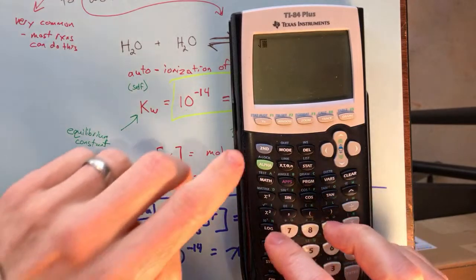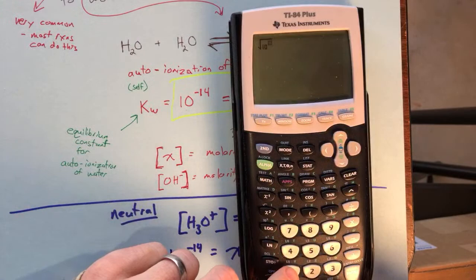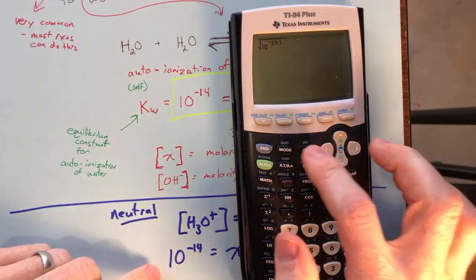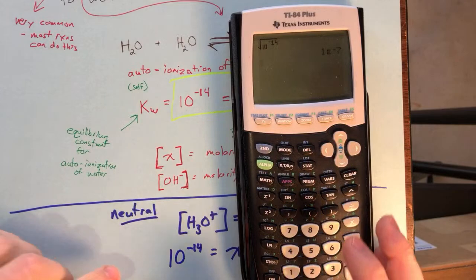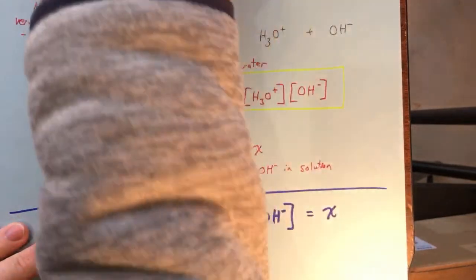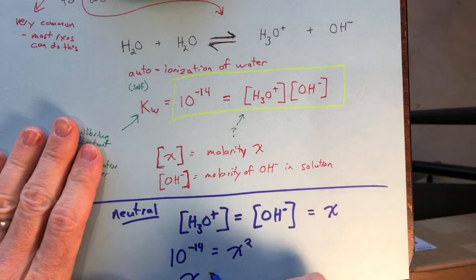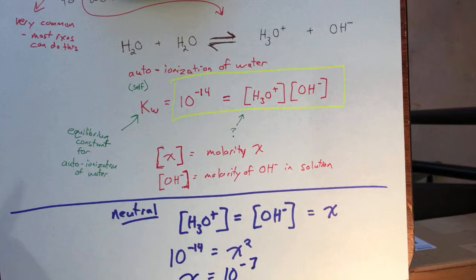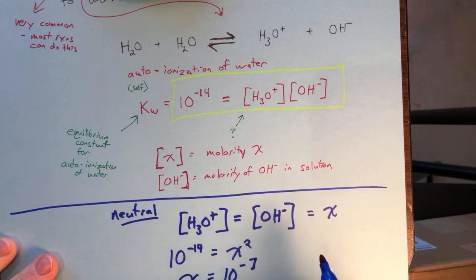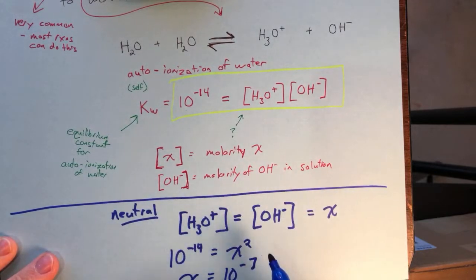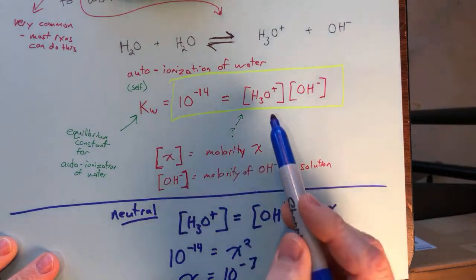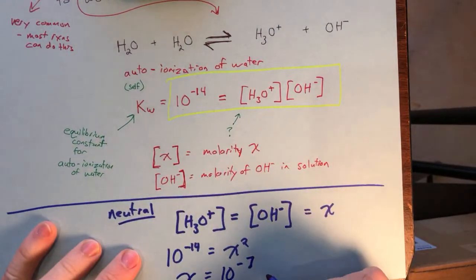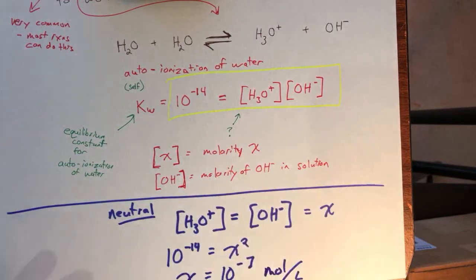So we take the square root of 10 to the negative 14. I don't think I need that parentheses. I just hit enter, and I get 1e negative 7, that's 10 to the negative 7. So I can solve for X. X is 10 to the negative 7. So what does this mean? That means, oh man, my time's running out. This is crazy. This means that in neutral water, we have a molarity of H3O plus and OH minus that equal 10 to the minus 7 moles per liter. That is your molarity. So we're halfway there.